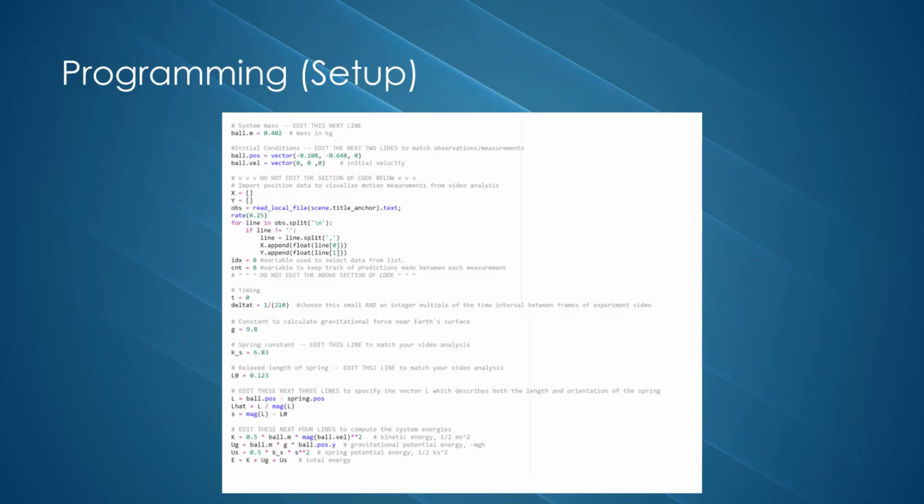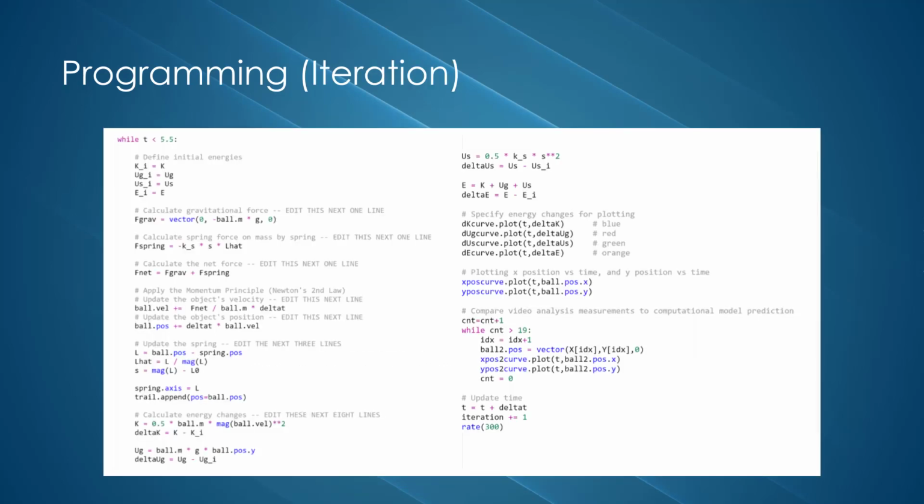In our program, we first set our constants and our initial position. Then in the iteration, we calculate the net force by adding up the force due to gravity and the force due to the spring. And then we calculate the change in kinetic, potential due to gravity, potential due to spring. We calculate the change of all of those energies, add them up together, total change in energy. Then we can plot all that information, and then we move on to the next time step.